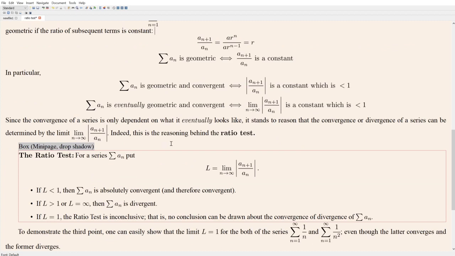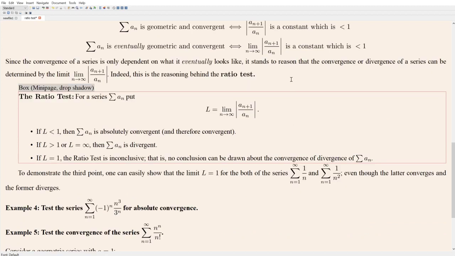So, since the convergence of a series is only dependent on what it eventually looks like, you can cut out the first billion terms of the series and who cares? Convergence is an asymptotic property, so convergence is only dependent on what the series is eventually doing. It stands to reason that the convergence or divergence of a series might be determined by this number here. In particular, if this number is a constant which is less than 1, then it stands to reason that our series is going to be convergent. And indeed, that is exactly what the ratio test says.